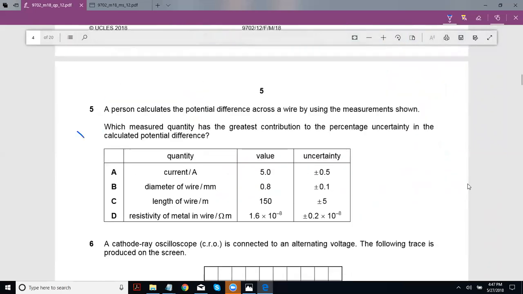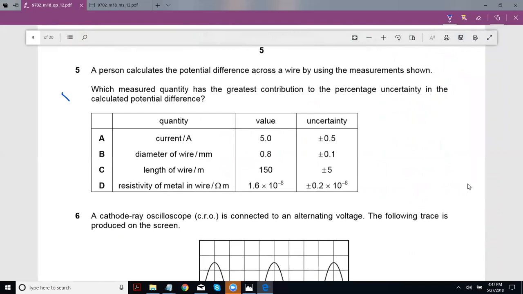Okay. A person calculates the potential difference across a wire by using the measurements shown. Which measured quantity has the greatest contribution to percentage uncertainty in the calculated potential difference? Interesting. Now, how would we calculate potential difference? So maybe using V equals IR. However, we don't have resistance in the options here, so maybe we can replace that with the formula for resistance. Do you remember that? Rho L over A, rho times L upon area.